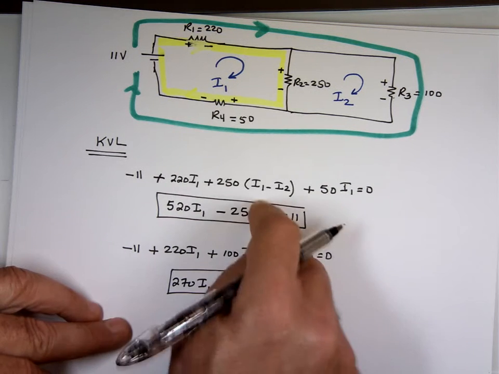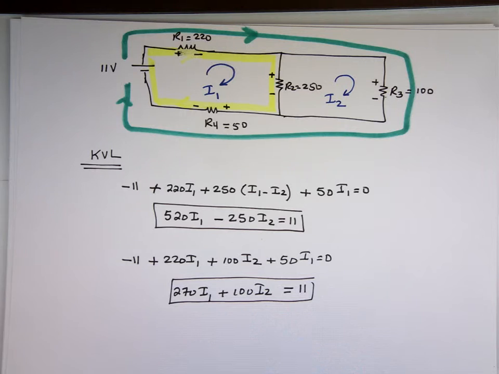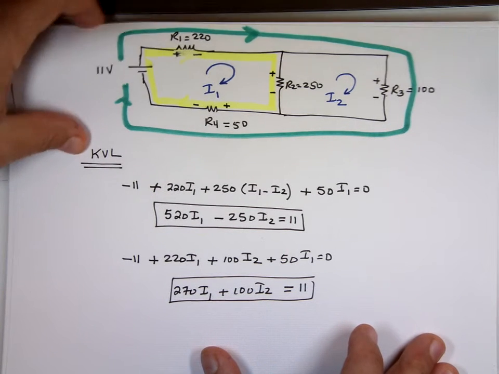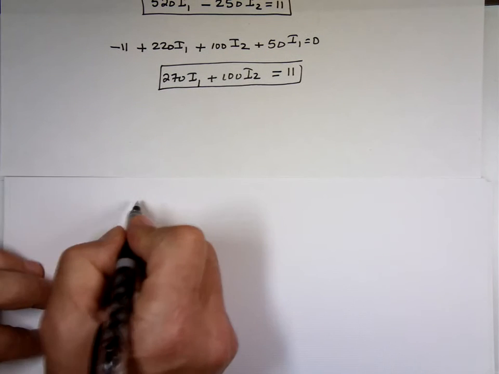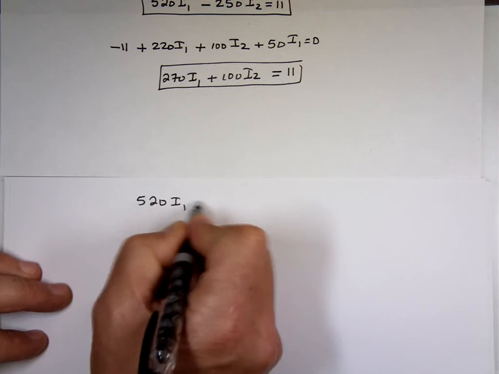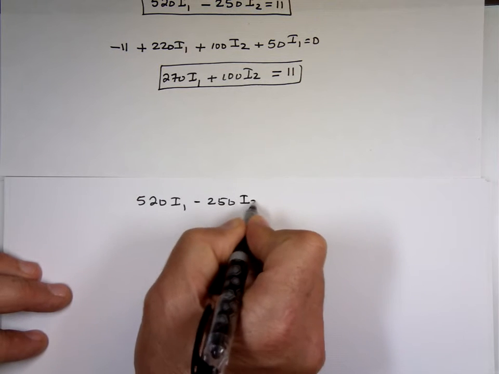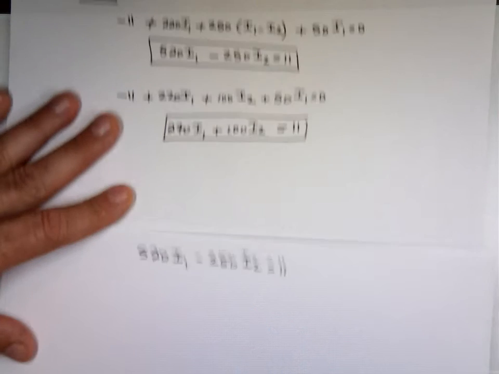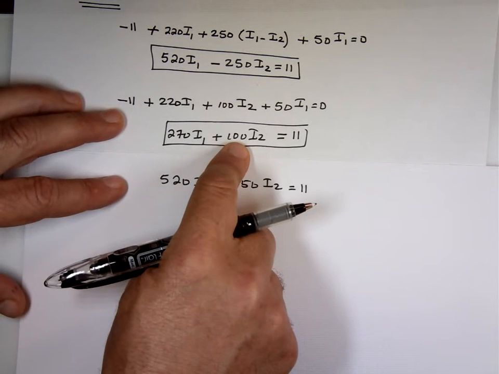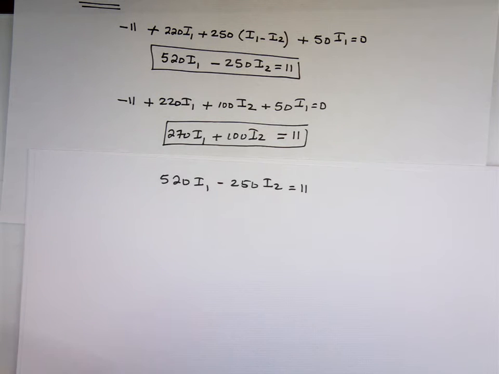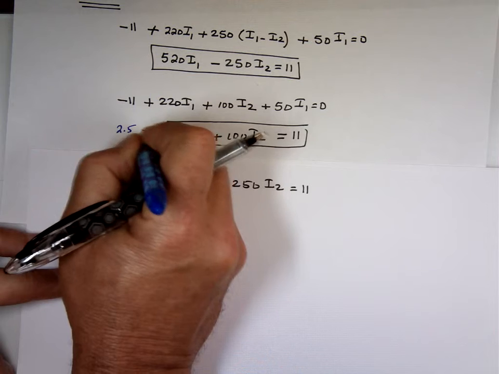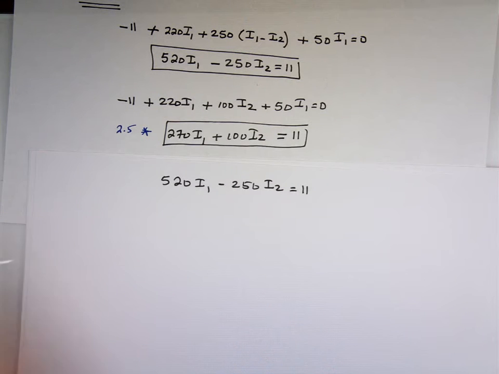How many equations by how many unknowns? Two. If you know them, you know the current through this, the current through this, the current through that, the current through this. So I'll take the two equations, go to the side, and do some math on them and solve them. Now I'm going to use the elimination method, which means multiply this by 2.5. If I multiply this equation by 2.5, let's see what will happen. What is 2.5 times 270?